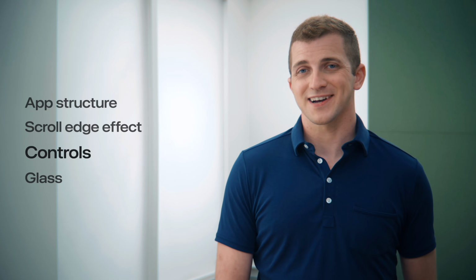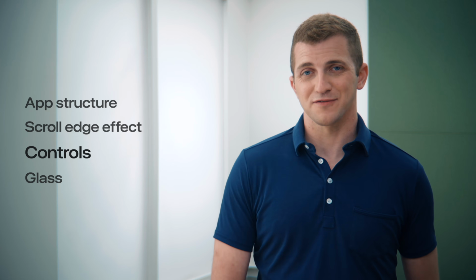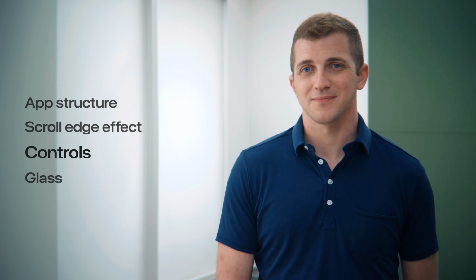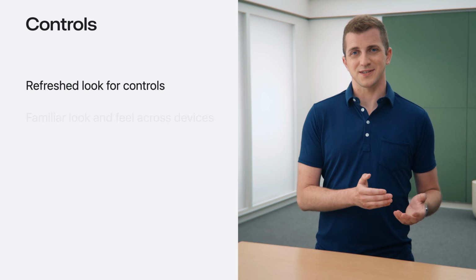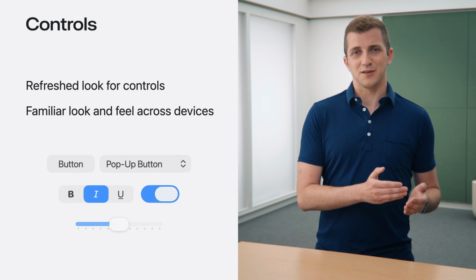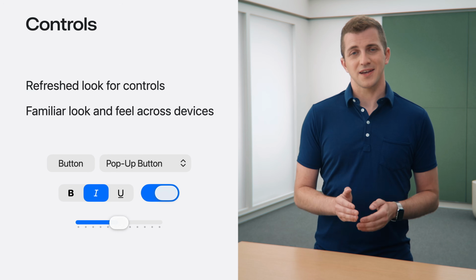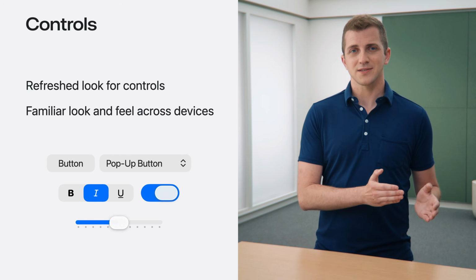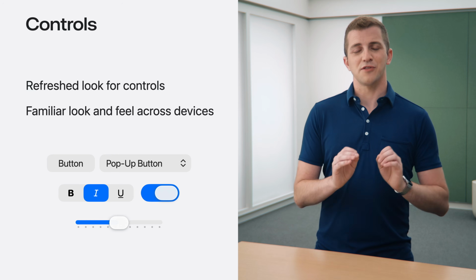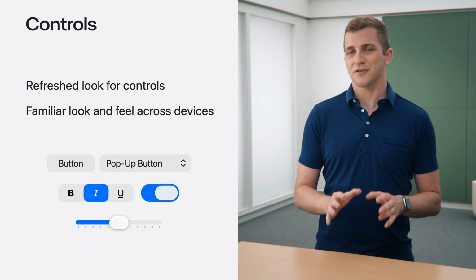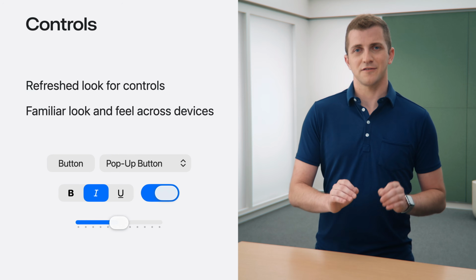Now, no design system is complete without my personal favorite, controls. Controls have an all-new look in macOS Tahoe. The new design creates a stronger family resemblance across devices, unifying the appearance of elements like buttons, switches, and sliders between macOS, iOS, and iPadOS. These changes have been thoughtfully applied to retain the character and capability that you expect from Mac controls.